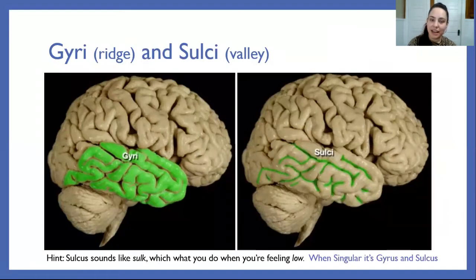Two different terms that we have to learn to describe the brain are gyri and sulci. When you look at the brain, you're going to see these basically folds and wrinkles. There's a lot of them all over the top of the cerebrum, and the outer ridges are called the gyri. When they're singular, it's the gyrus, and the valleys are called the sulci. When singular, sulcus. Now, to help you remember it, think of a valley. You're sulking, it's low, so it's just sulking like your sulci.